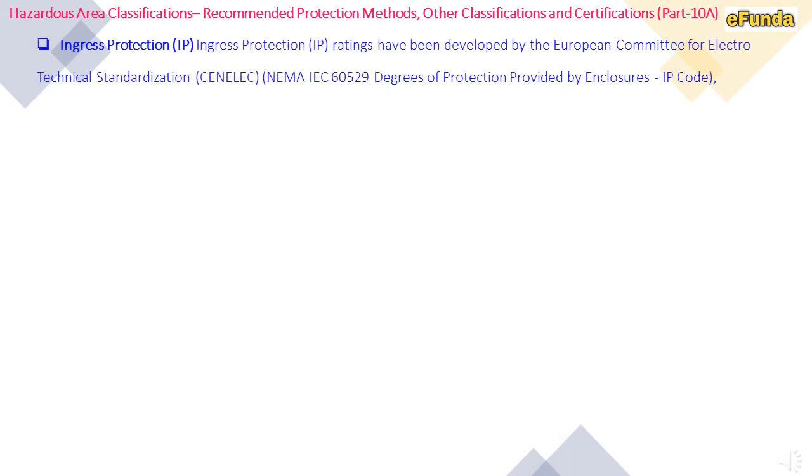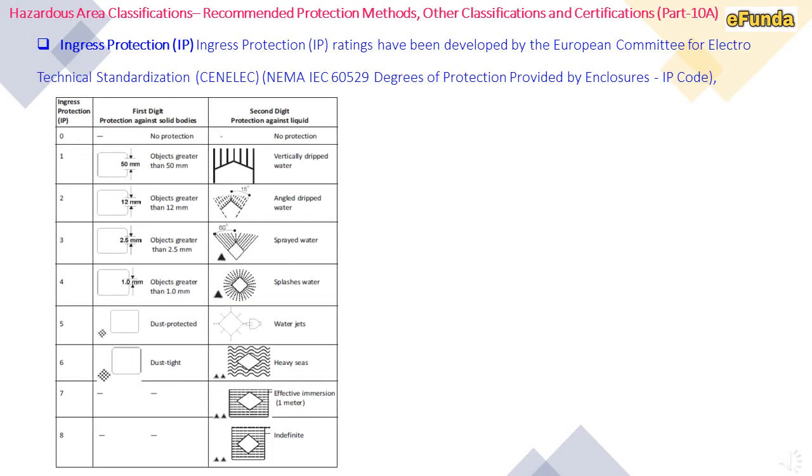Moving on to ingress protection, that is IP. Ratings have been developed by the European Committee for Electrotechnical Standardization, that is CENELEC. NEMA, IEC 60529, degree of protection provided by enclosures, that is IP codes and their ratings. Refer to the tables below where one can see ingress protection numbers and descriptions of their first digit and second digit.